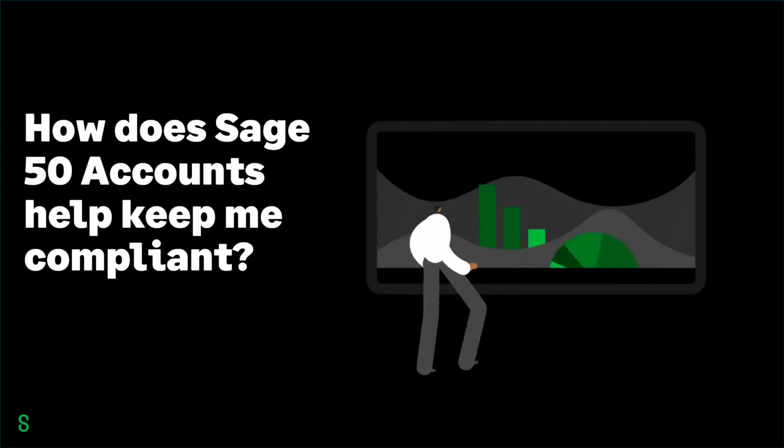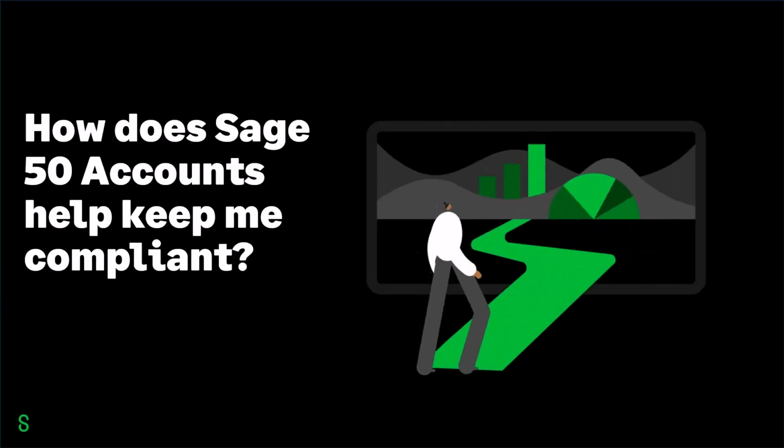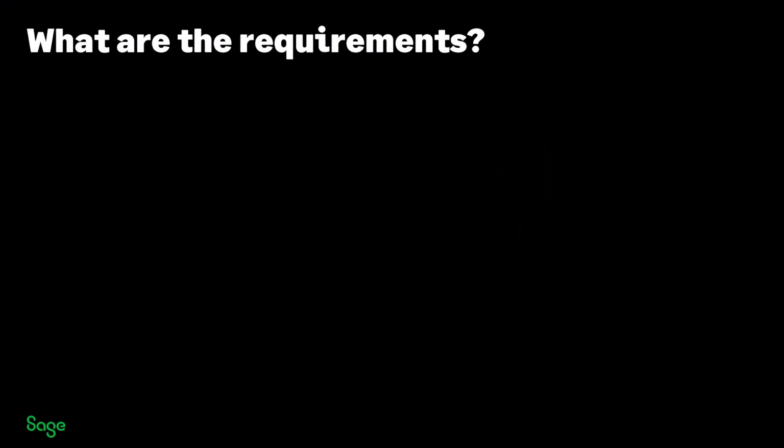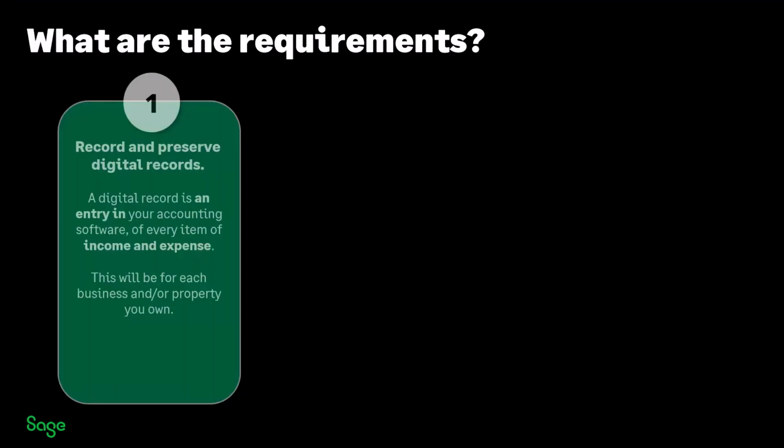Okay, so let's take a look at the requirements. What is it that you need to be recording and submitting? You can break down MTD for income tax into 3 sections. First, we have recording your income and expenses. If you're already using software, you may already be doing these steps. So in that case, nothing is changing. You just keep recording your transactions. You just need to make sure that you're recording for each business or each property that you own.